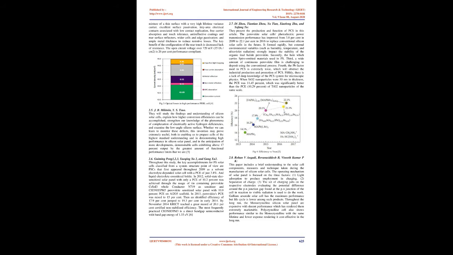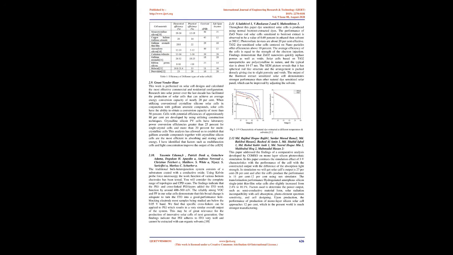The perovskite solar cell's photoelectric power transmission performance has improved from 3.8% in 2009 to 22.1% in 2016 to replace conventional silicon solar cells in the future. It formed rapidly, but external environmental variables, such as humidity, temperature, and ultraviolet radiation, strongly impact the stability of the organic lead halide perovskite. Secondly, the hole which carries spiro-emitted materials used in PS.